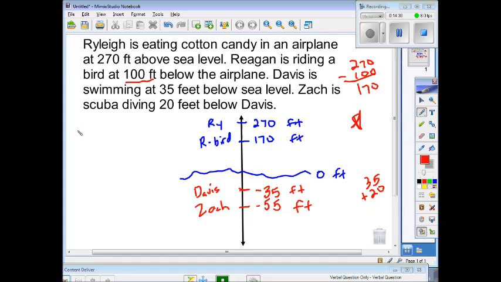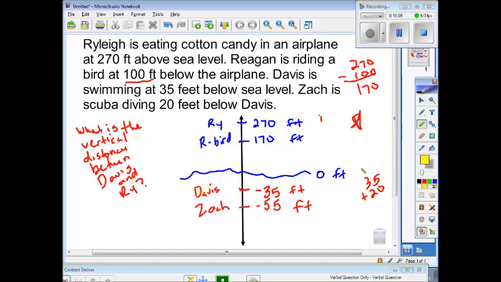I might ask, what is the vertical distance between Davis and Riley? What do you guys think? How am I going to figure that out? How am I going to figure out how many feet there are between Davis down here and Riley? So I need to figure out how many feet are between Davis, who's right here, and then Riley. Okay, how am I going to do this, Jaden?